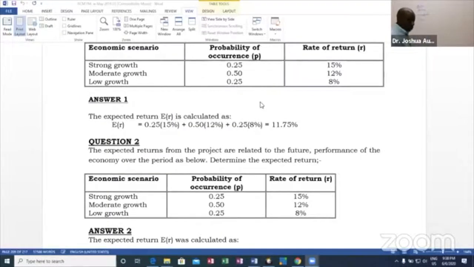Now let's continue. So we have, ladies and gentlemen, strong. They have given us a probability of 0.25. And then we have moderate, what do we have here for moderate? We have 0.5. And then low we have 0.25. And then they have given us the returns, the rate of return. Number one, they have given us 15%. So 15 in form of percentage, moderate in form of percentage, we have 12, and then we have 8. And then they want us to give them expected returns.